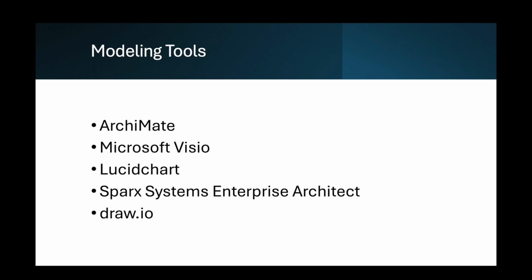Lucidchart excels in collaboration, enabling teams to work together in real time on various types of diagrams. Whereas Sparx Systems Enterprise Architect is suited for detailed enterprise-wide modeling, supporting multiple standards and methodologies. Draw.io offers a free, simple solution for creating diagrams quickly and sharing them via cloud services. Together, these tools empower professionals to visualize, design, and manage complex systems effectively.